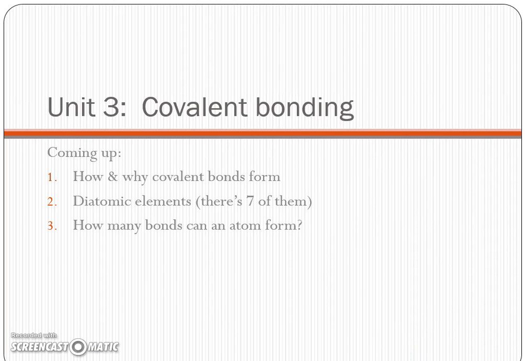Welcome back. Today, looking at covalent bonding. This is still part of Unit 3. So what we're going to do is look at how and why covalent bonds form. We're going to look at a couple of special cases, which we call diatomic elements, and begin thinking about what that word diatomic means. And then also we're going to talk about how many bonds can form. We'll also talk about drawing these as well.